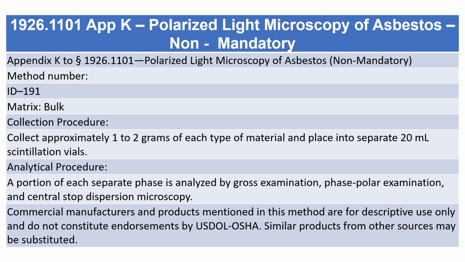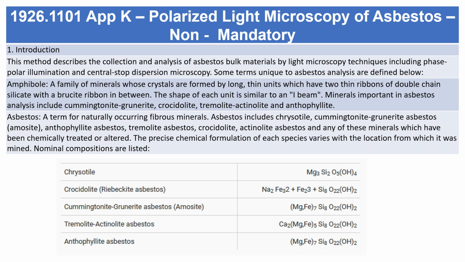Commercial manufacturers and products mentioned in this method are for descriptive use only and do not constitute endorsements by OSHA. Similar products from other sources may be substituted. 1. Introduction. This method describes the collection and analysis of asbestos bulk materials by light microscopy techniques including phase polar illumination and central stop dispersion microscopy.